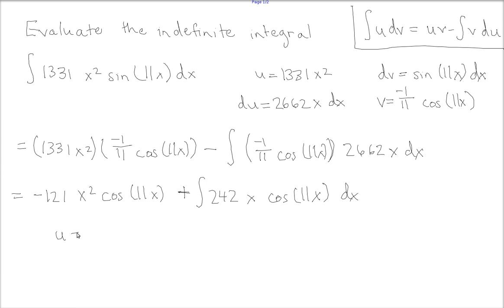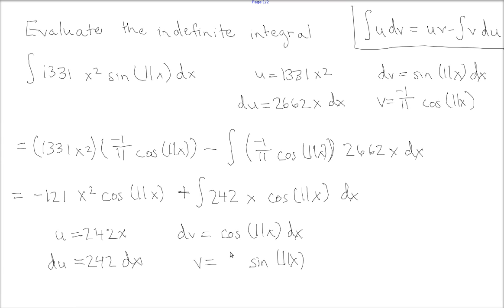This time, this is just for the integral part. My u is going to be 242x, and dv is cosine 11x dx. Taking the derivative, du will just be 242 dx. And integrating, the integral of cosine is sine 11x, and again I have to multiply by 1 over 11 because of the 11x in here.